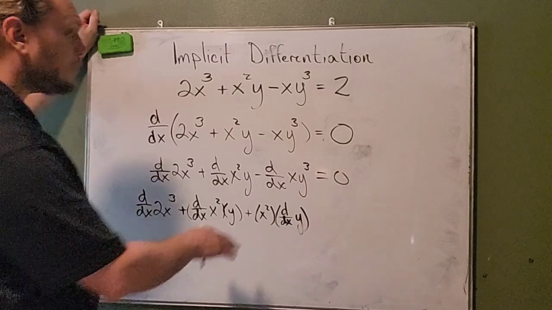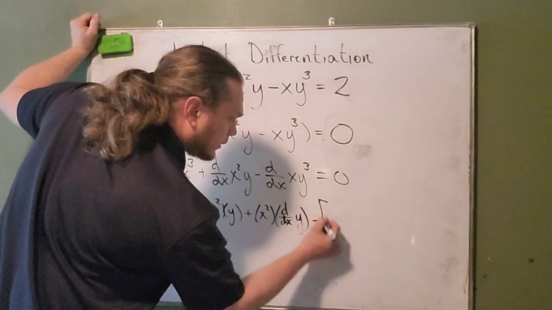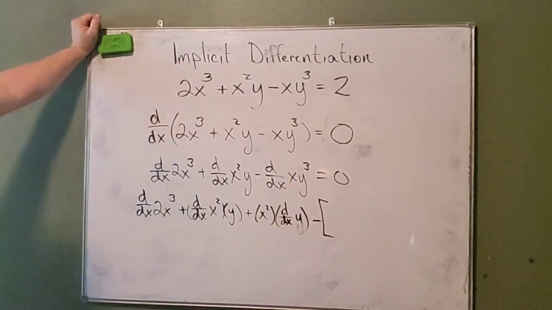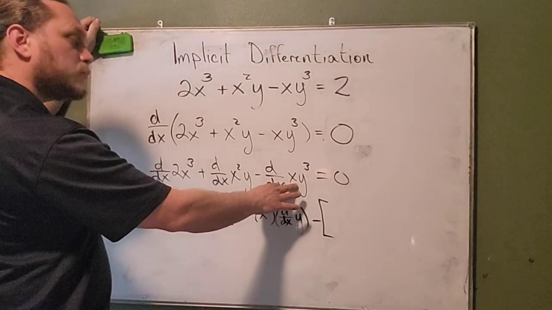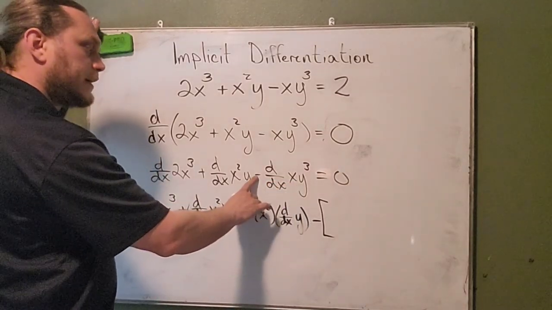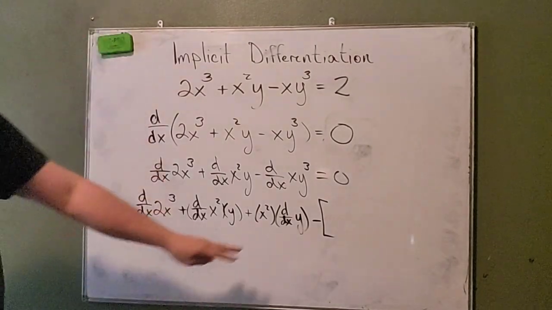Now the next thing I'm going to do is write this minus, and then drop in a nice big hard bracket, just like that. The reason I'm going to do that is because I'm going to apply the product rule here as well, but I want to make sure that this negative gets factored into both terms within that product rule. So it's going to set up very much the same way here.